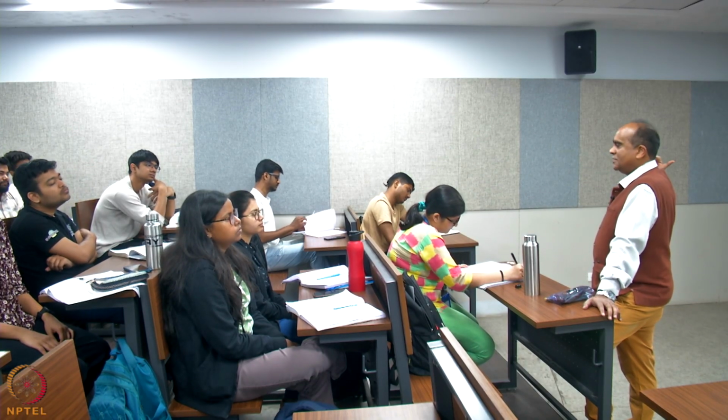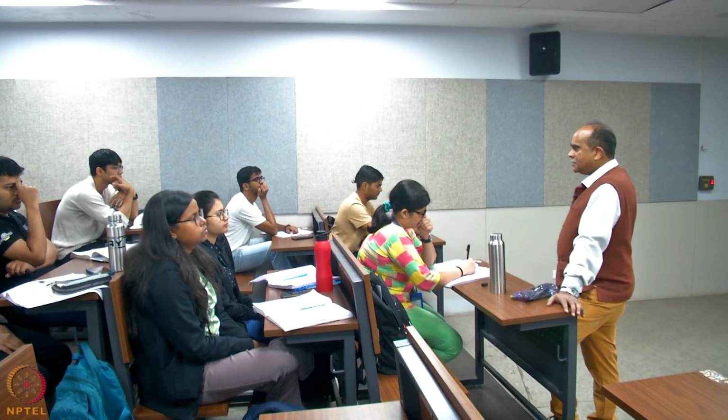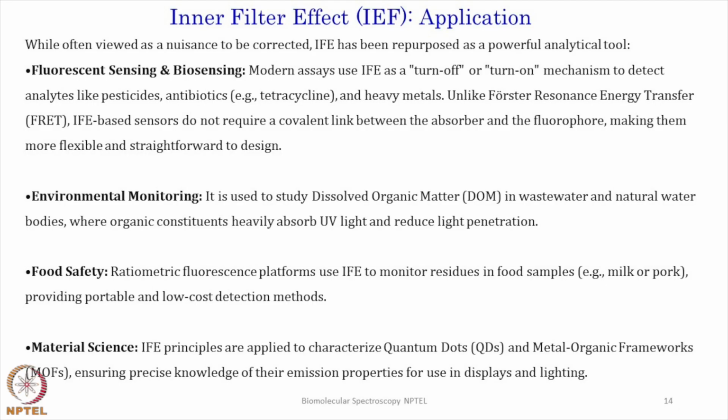So for this kind of food detection, of milk, of any grain or anything that we can think of, a simple absorption-emission based portable fluorimeter can be made, which can possibly detect the adulteration that is happening in food. Right. The last one, material science.